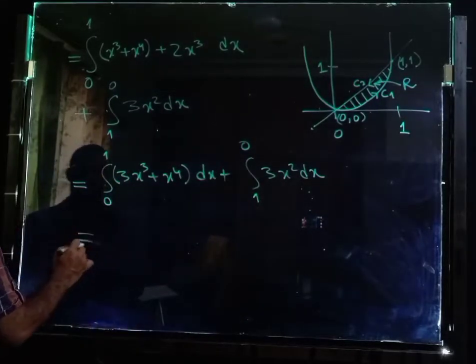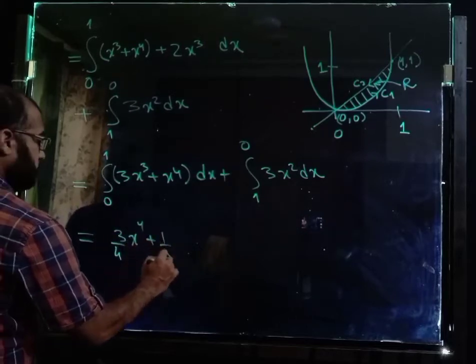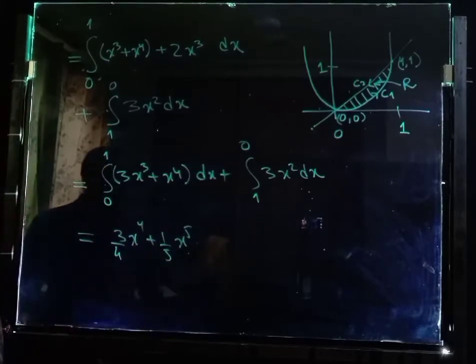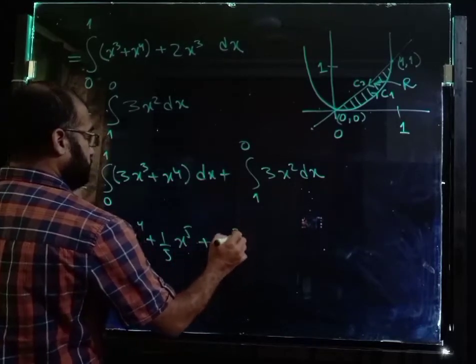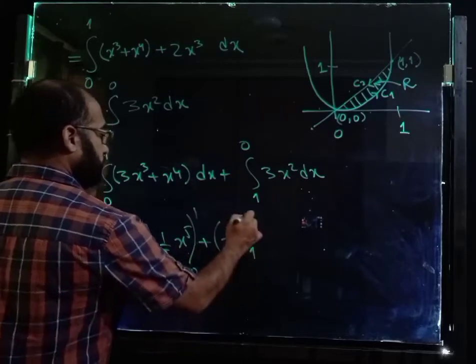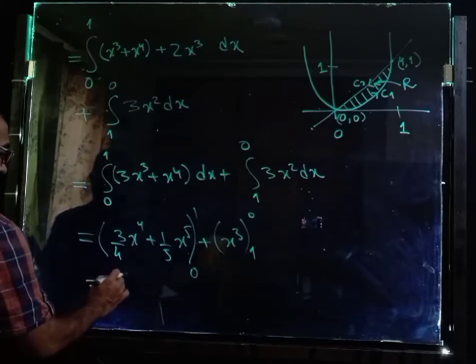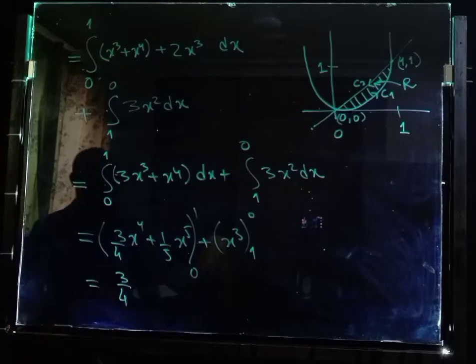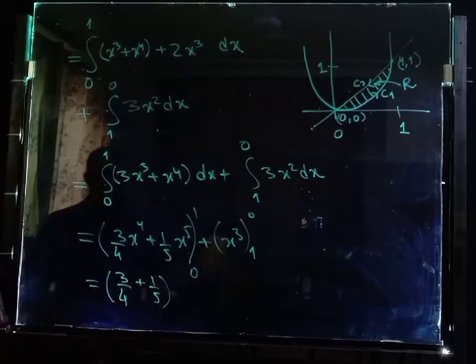and we can write here 3 by 4 x to the power 4, 1 over 5 x to the power 5, plus x cube. This is from 0 to 1 and this is from 1 to 0. So I can write here 3 over 4, 1 over 5, minus 1.